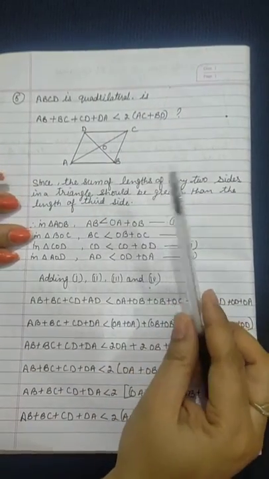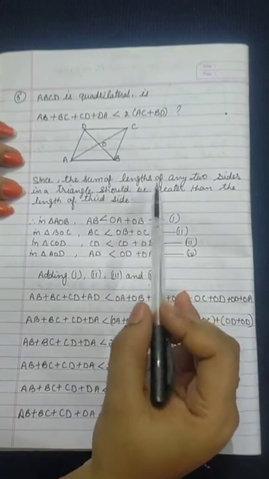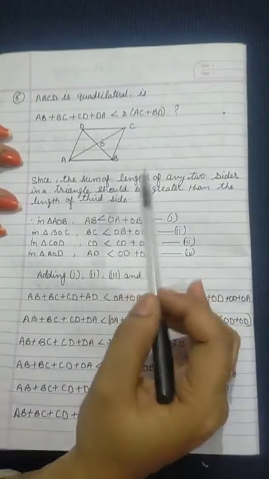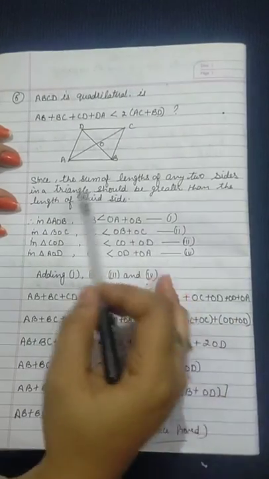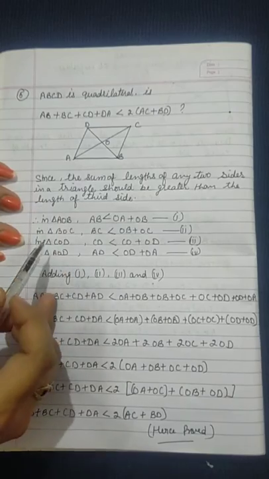You will see here that again there is a less than or greater than sign. We will use the same criteria, that the sum of two sides of a triangle must be greater than the third side. We will use that criteria, and don't forget to write that. Now let's move to the main part.